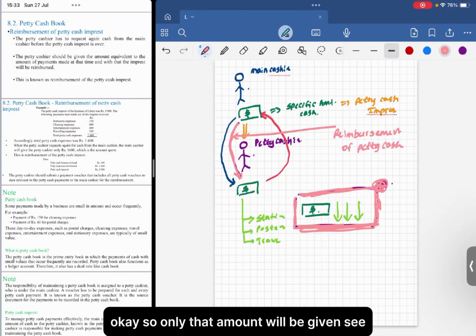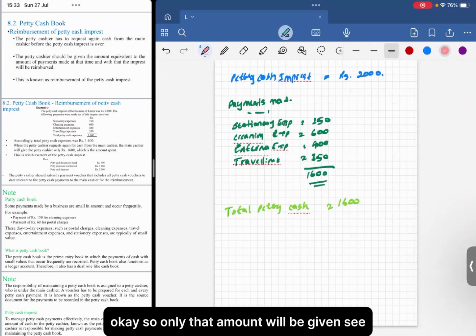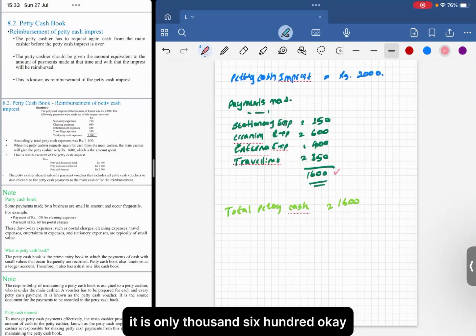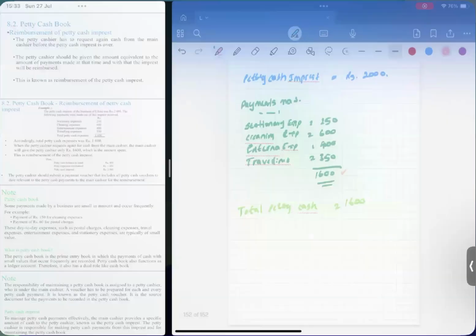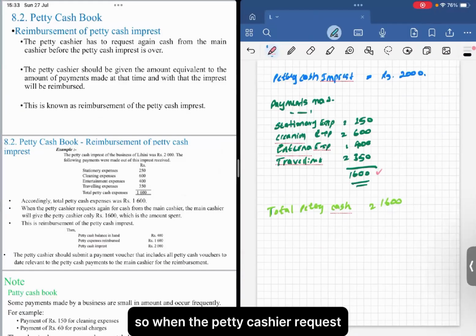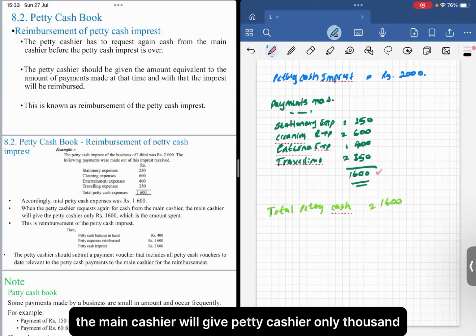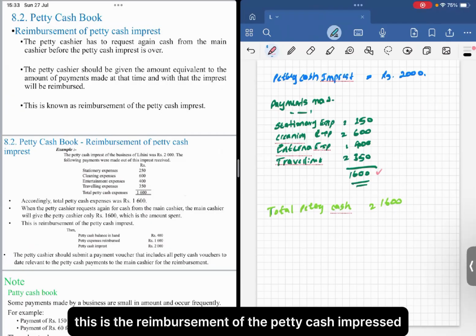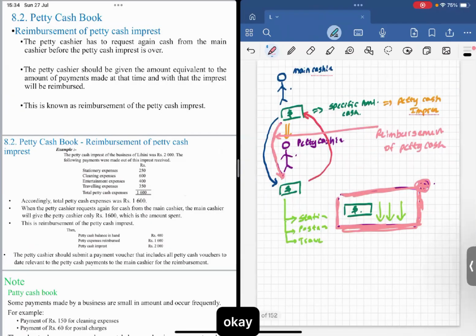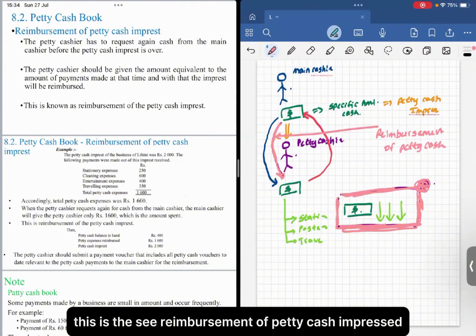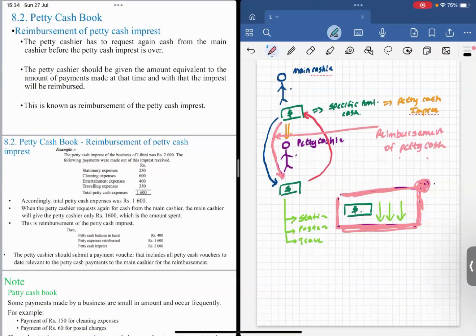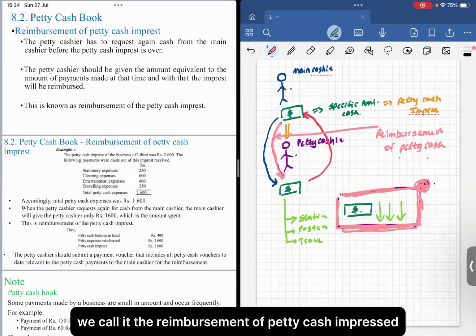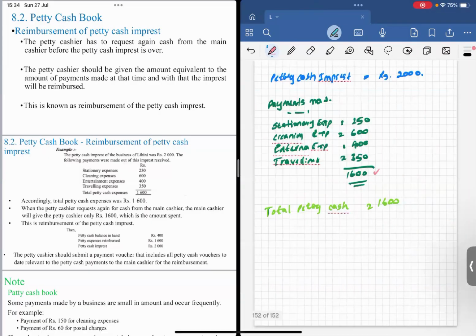So only that amount will be given. See, it is only 1600. When the petty cashier requests cash again, the main cashier will give the petty cashier only 1600, which is the amount spent. This is the reimbursement of the petty cash imprest. We call it the reimbursement of petty cash imprest.